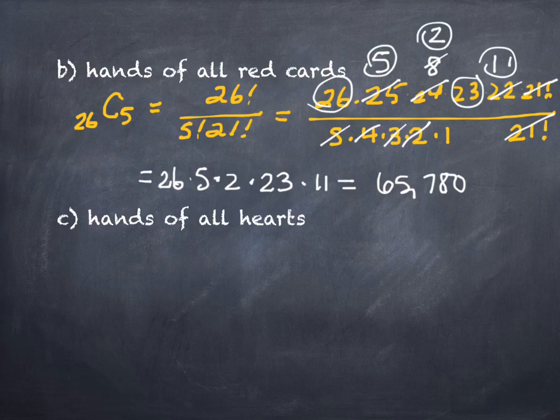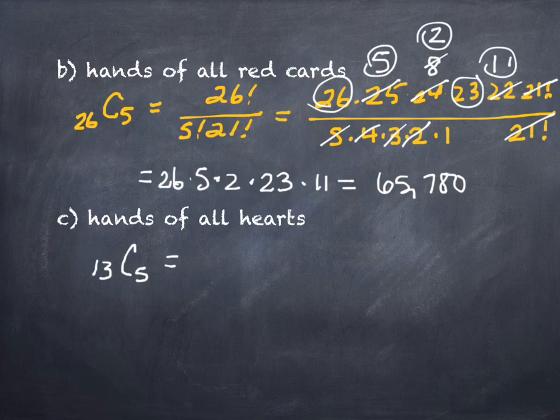Let's say you wanted a hand of all hearts. Okay, so what will I do to find a hand of all hearts? Okay, I'm going to pick from 13 because there's 13 hearts, right? Am I going to do a combination or permutation? Combination. They all are, right? And how many am I going to choose? 5. And we're going to expect this to decrease. Agreed? It's going to be smaller than 65,000.